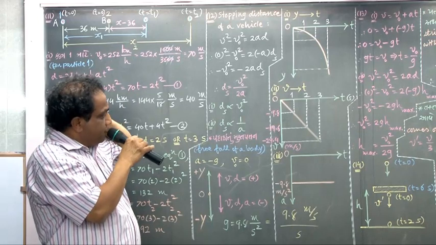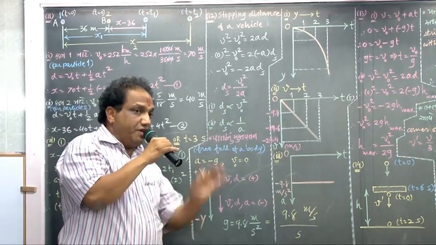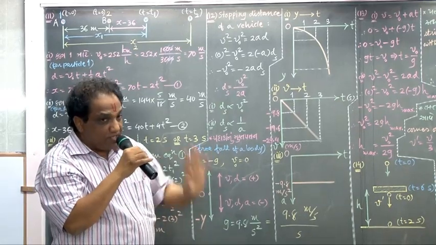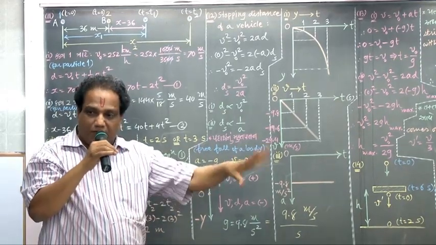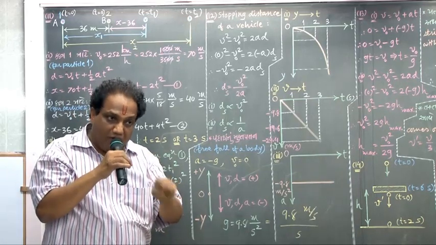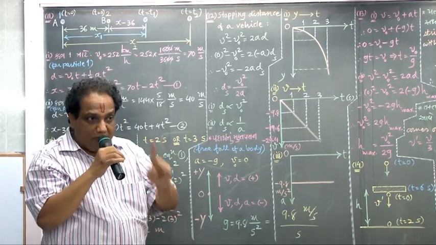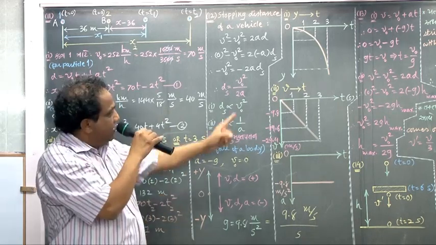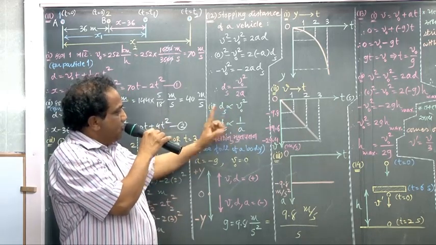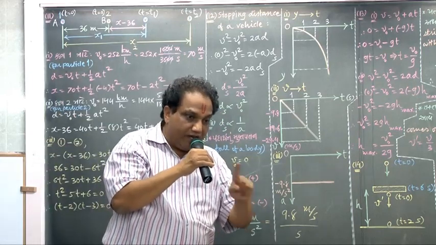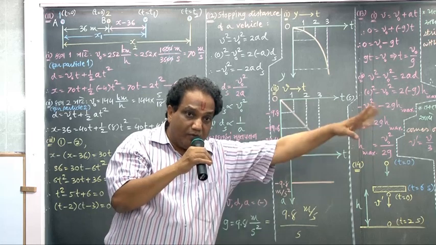Suppose your initial speed is 20 km per hour, and at that time the stopping distance is, suppose, 10 meter. Instead of 20 km per hour, suppose you make the speed 3 times, 60 km per hour. Then 3 squared will become 9. The stopping distance would become 9 times. So instead of 10, it is 9 into 10, that is 90.